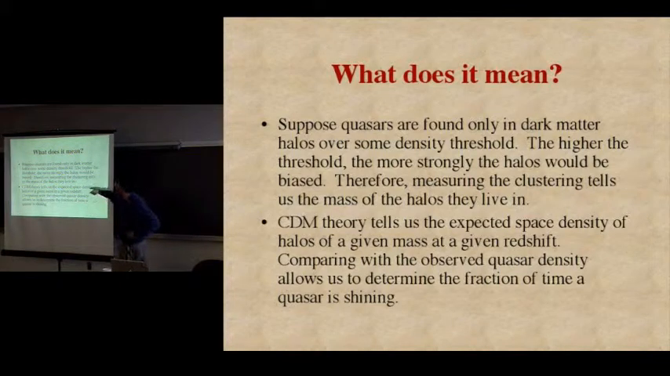And so if we can compare the expected number density of these halos and the observed quasar density, we can ask the question, what is that fraction of the time the quasar is shining? And that's a hot question in the field these days. People would love to know what the duty cycle of quasars is, or equivalently what their lifetimes are. So these are the kind of things that we can try to play with.